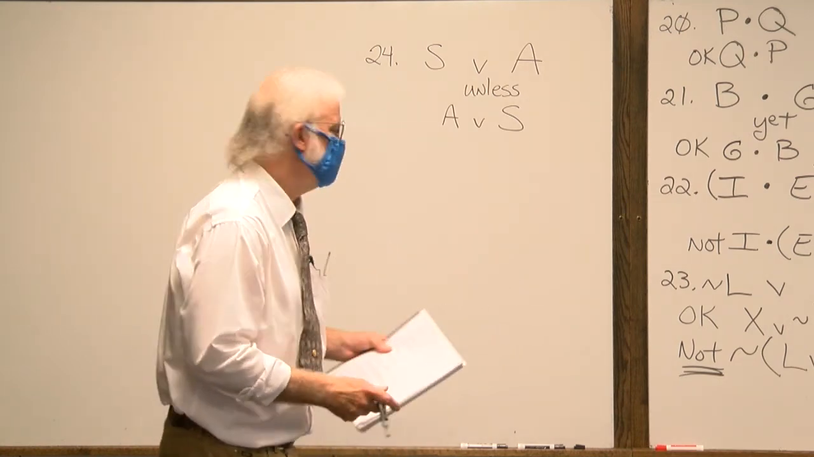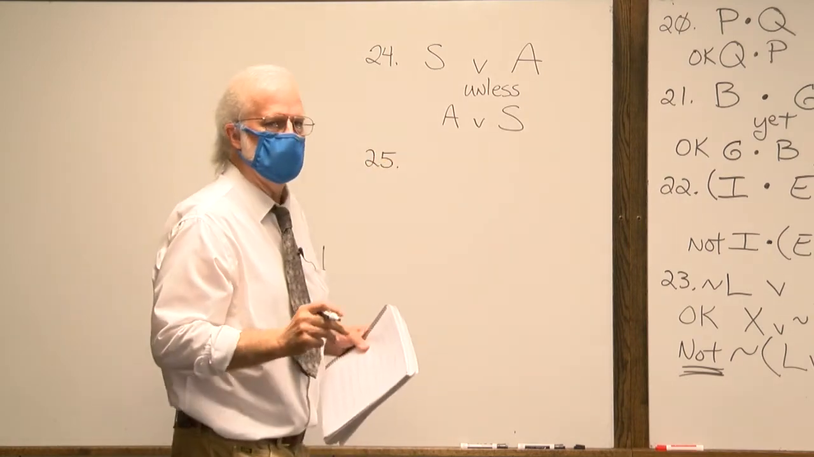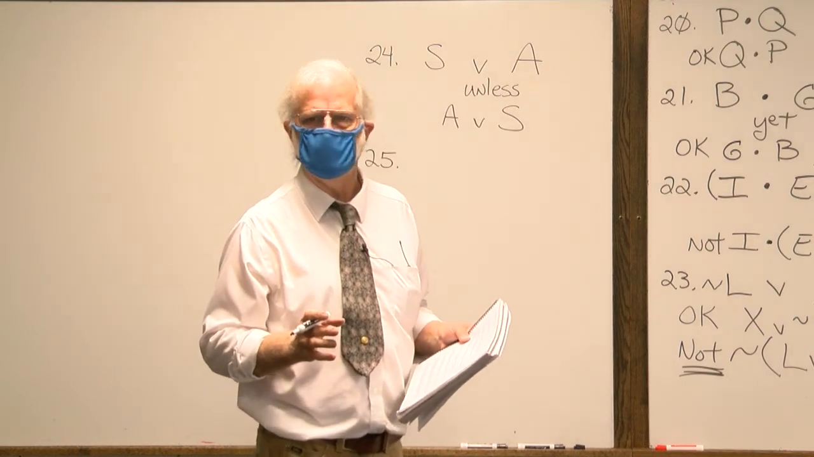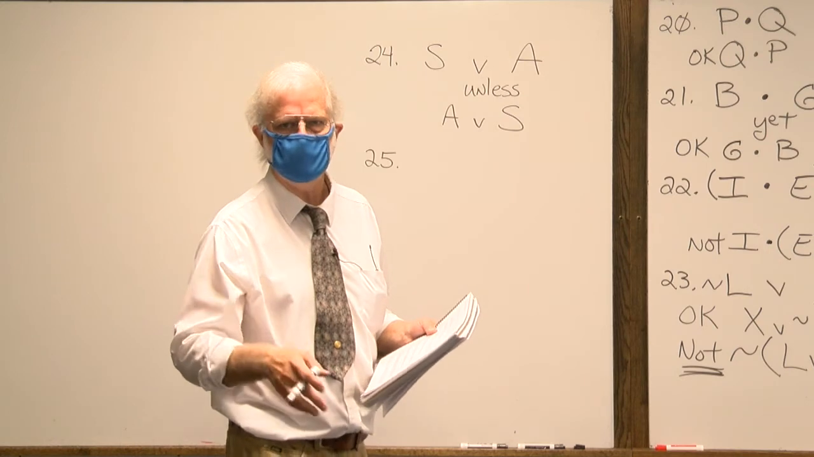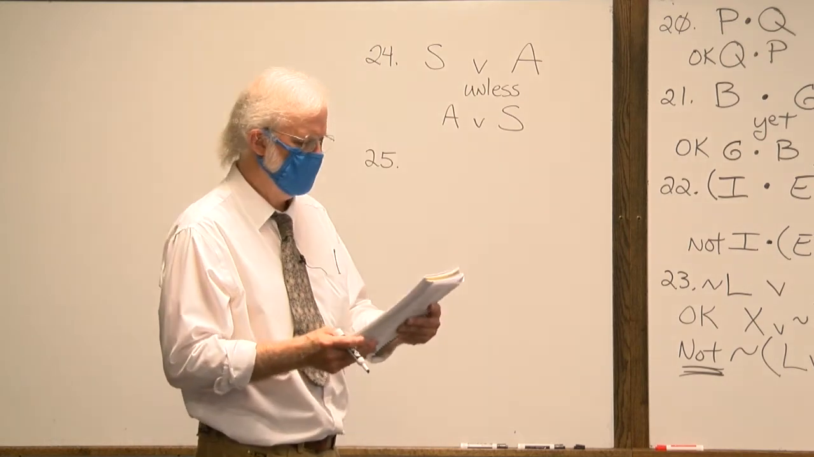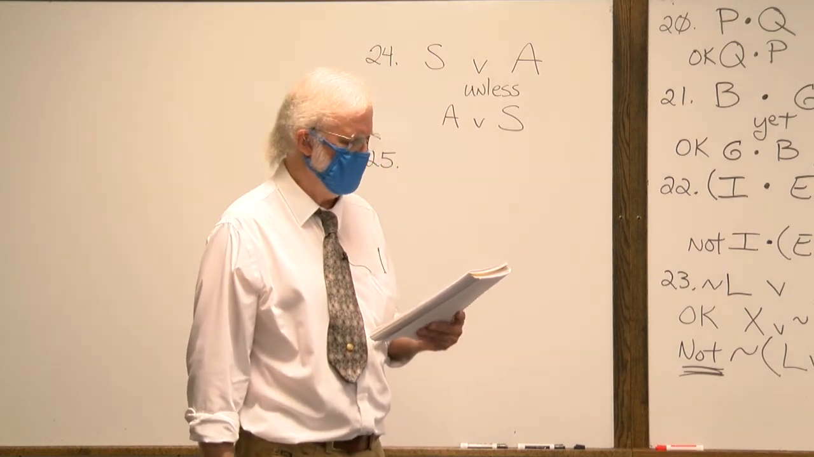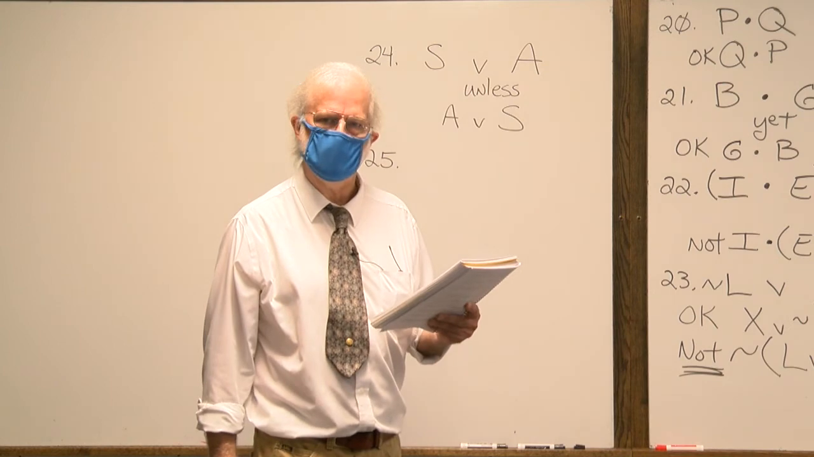Let's try 25. This one also is sort of what I'd call a speed bump problem. It doesn't look hard, it's short, but there's one little glitch that you must see to get the answer right. In 25, we have two simple statements. L means life has meaning, and C means we must create our own meaning.